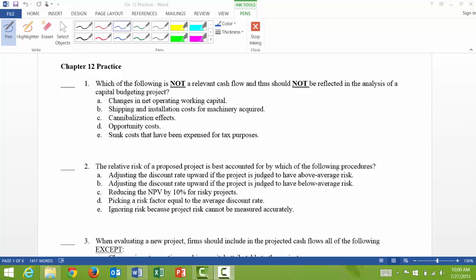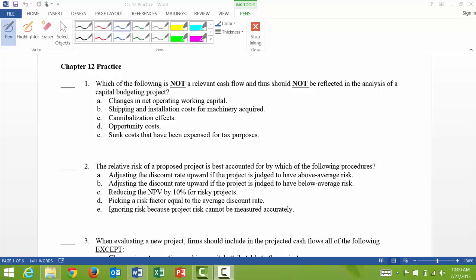So now we have some chapter 12 practice problems, and let's look at number one. Which of the following is not irrelevant cash flow and thus should not be reflected in the analysis of a capital budgeting project? A says changes in net operating working capital. Well, that one is irrelevant cash flow.